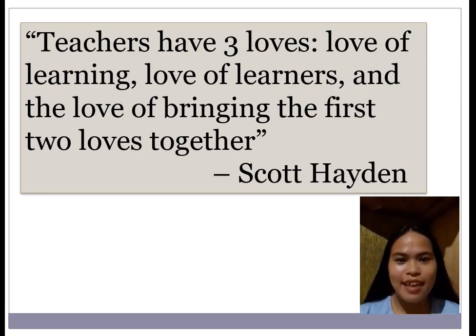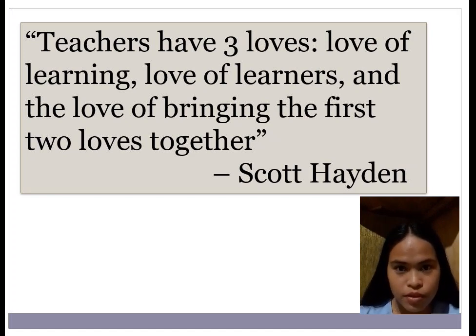Okay, class, that's the end of our discussion for today. I hope you learned something about the topic that we have discussed. Before I end, I just want to leave this quote by Scott Hayden that states that teachers have three loves: the love of learning, the love of learners, and the love of bringing the first two loves together.